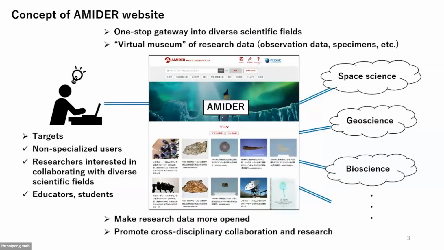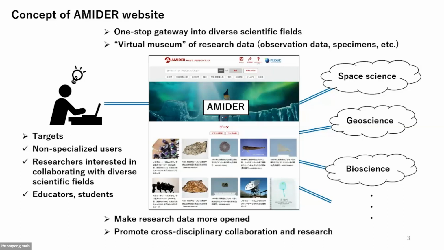This is the concept of the AMIDA website. As I thought, we expect it will be a one-stop gateway to diverse scientific fields. And we imagine it's like a virtual museum of research data. Here, I call the research data observation data, or specimens such as animal specimens and so forth. And so researchers get the data by experiment, work, and make it open under our rules.